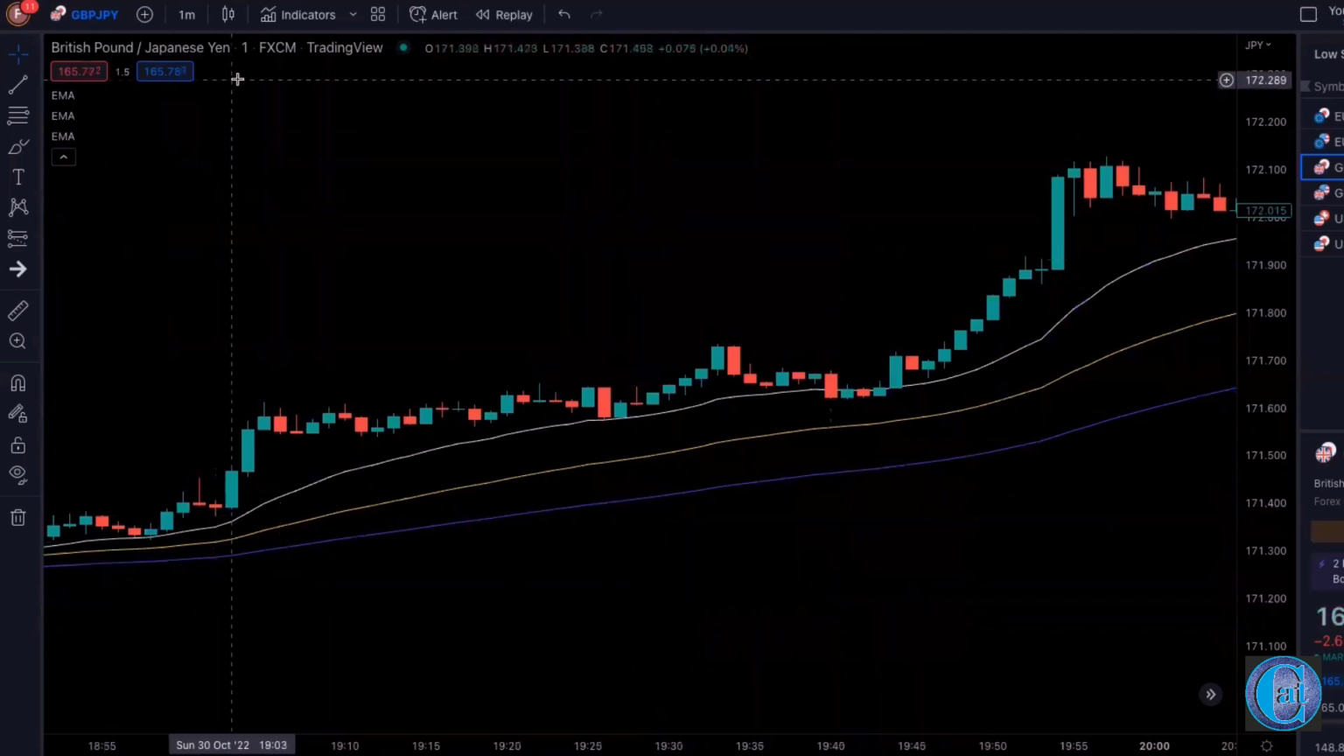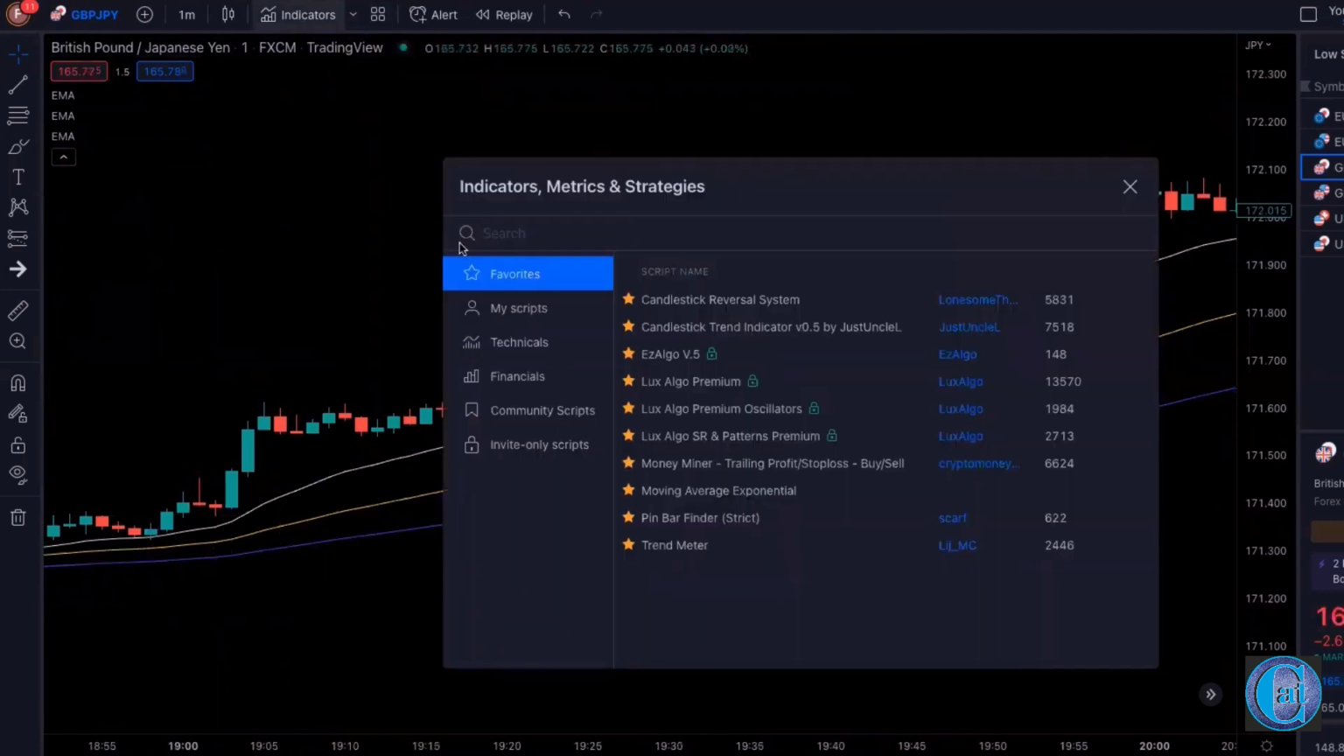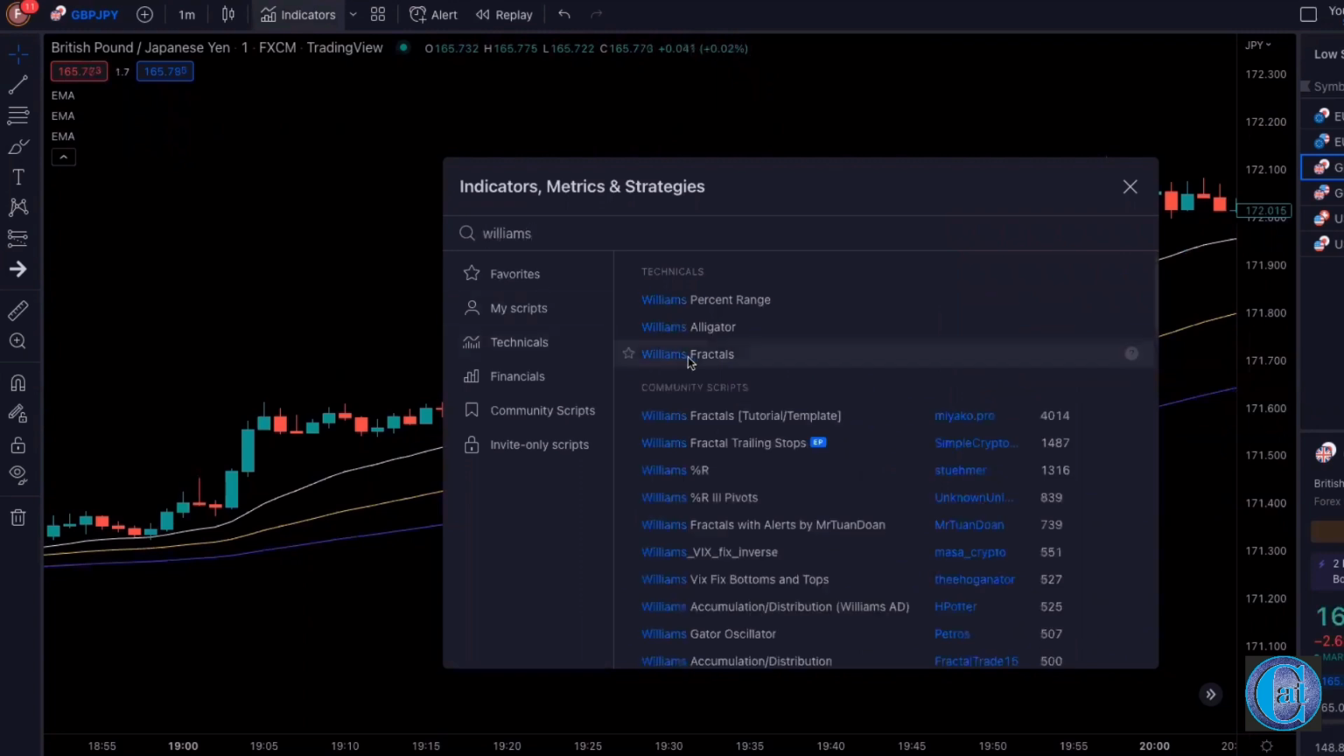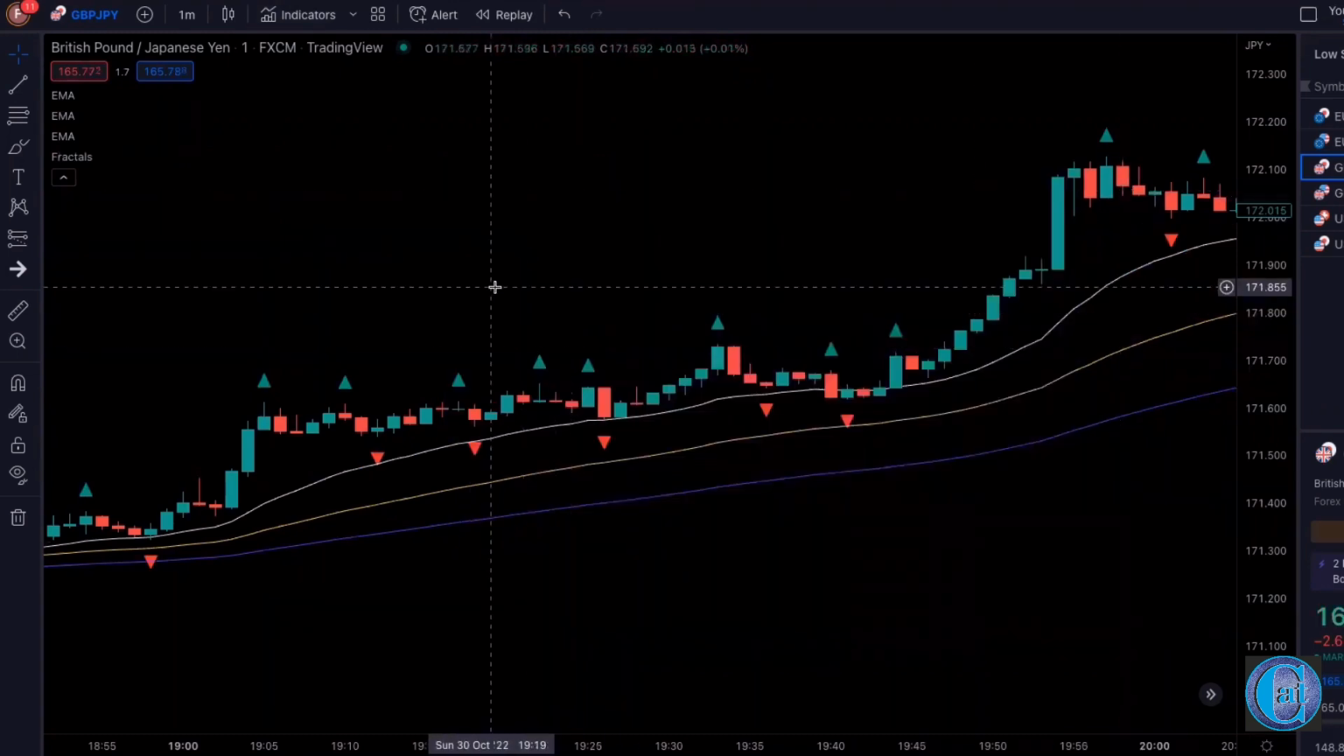Okay. And then the last indicator that we're going to add is called Williams fractals, right here, this one. Now your chart's set up. So what exactly is the strategy?